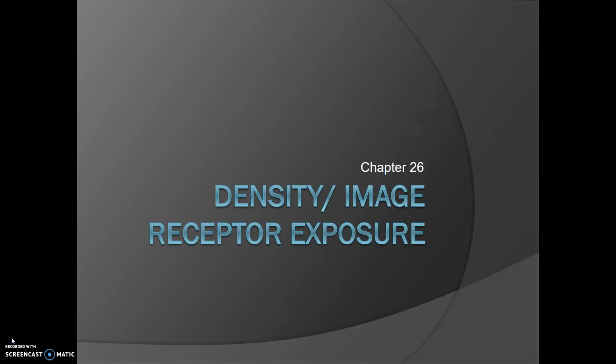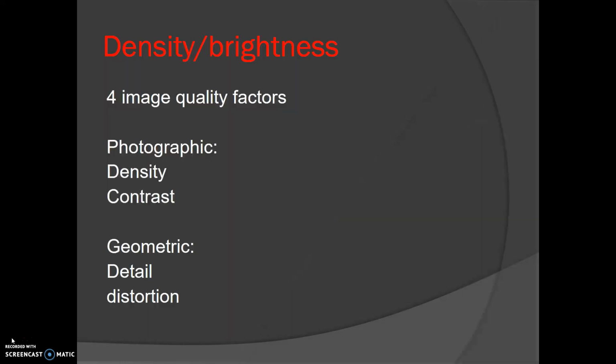This portion of the lecture will cover density and image receptor exposure. Density, also known as brightness, involves 4 image quality factors. Photographic factors include density and contrast. These factors affect the visibility of detail. Geometric factors include detail and distortion.